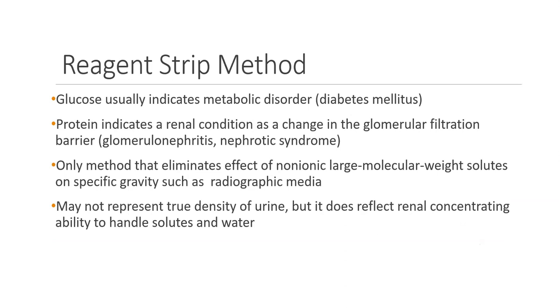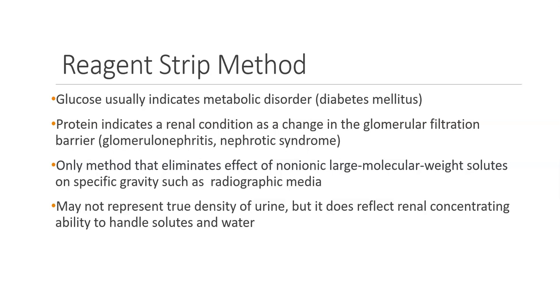The presence of glucose in the urine usually indicates a metabolic disorder such as diabetes mellitus. The presence of protein in a urine is not good and indicates a renal condition as a change in the glomerular filtration barrier. Protein should never cross that barrier, and if so, it may indicate conditions such as glomerulonephritis or nephrotic syndrome. This is the only method that eliminates the effect of non-ionic large molecular weight solutes on specific gravity, such as radiographic media and of course the protein and the glucose.